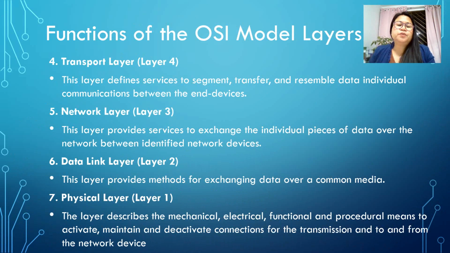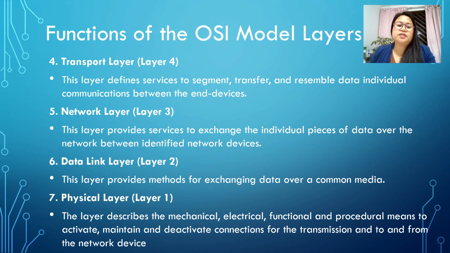And we have the layer 4, which is the transport layer. This defines services to segment, transfer, and reassemble data for individual communications between the end devices. And the layer 3 is the network layer. This layer provides services to exchange the individual pieces of data over the network between identified network devices. And layer number 2 is the data link layer, which provides methods for exchanging data over a common media.